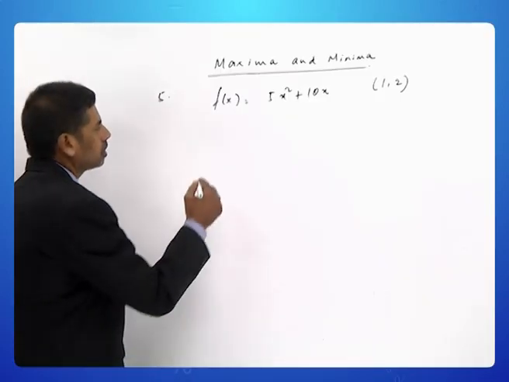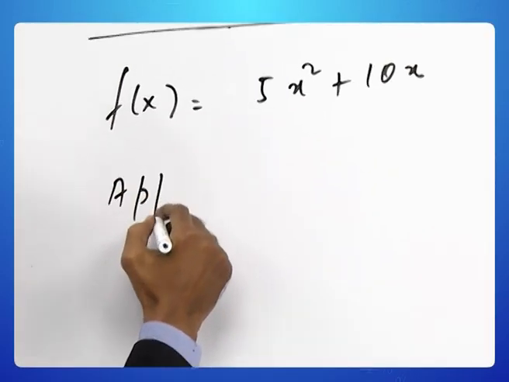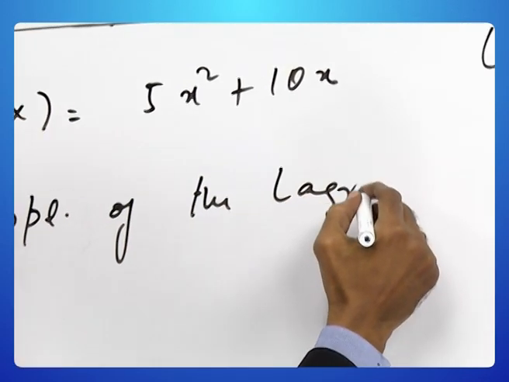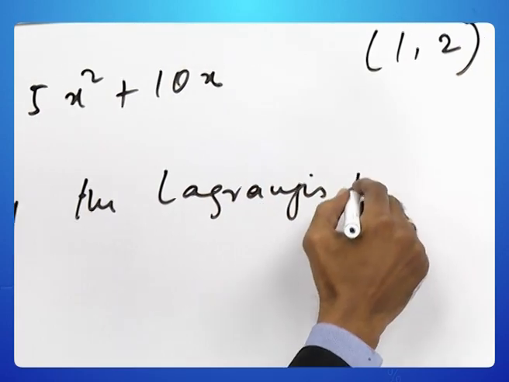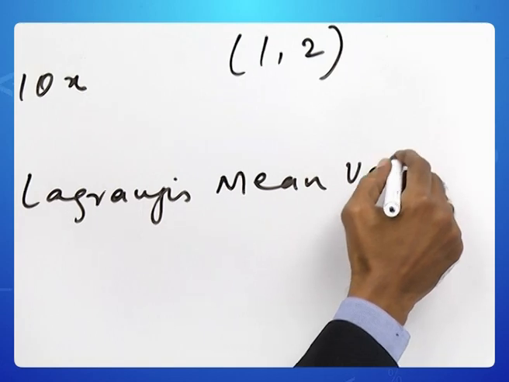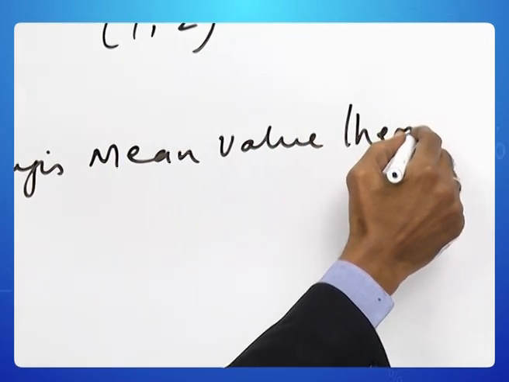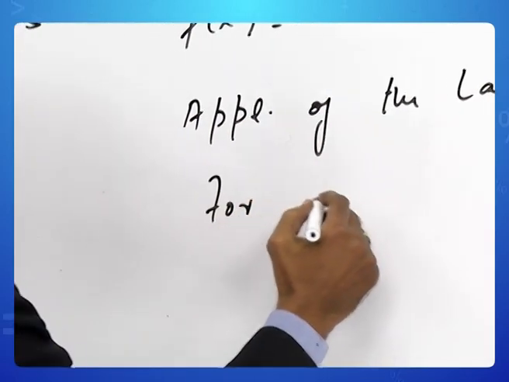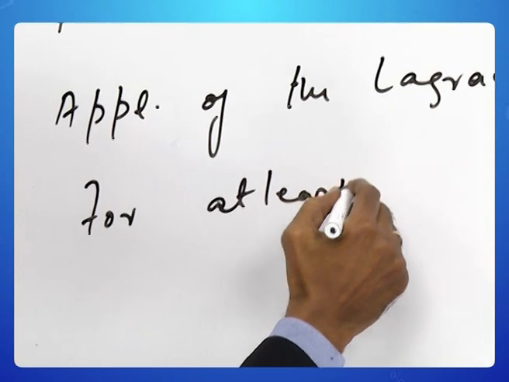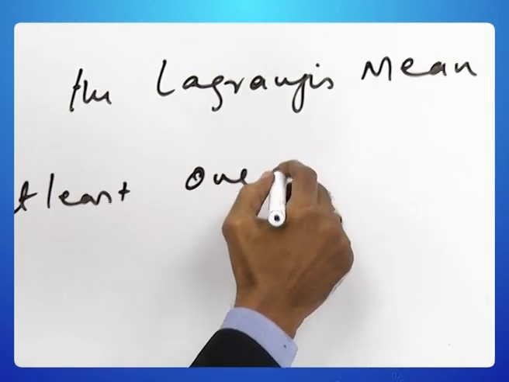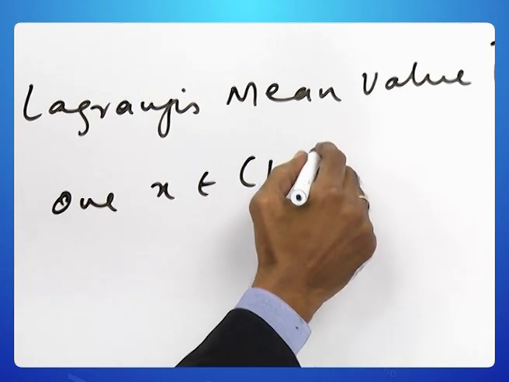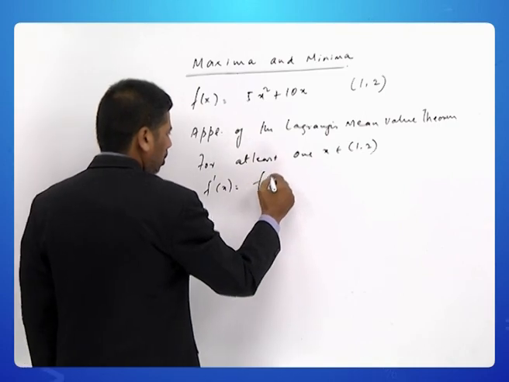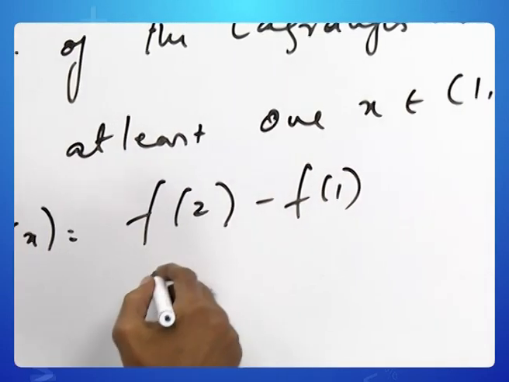So, this is an application of the Lagrange's mean value theorem. What it says is, for at least one x belonging to the interval 1, 2, f dash x is equal to f of 2 minus f of 1 by 2 minus 1.